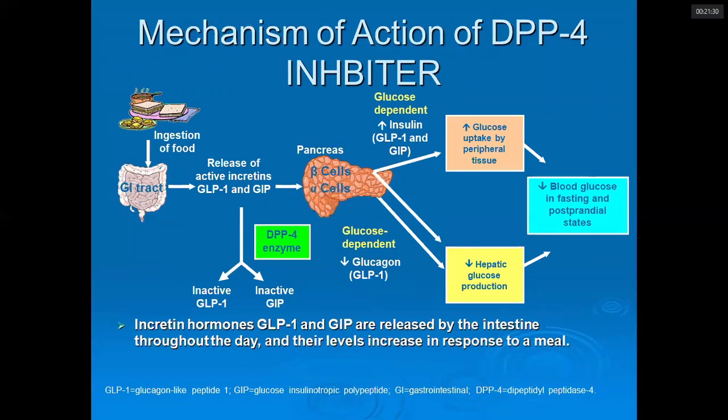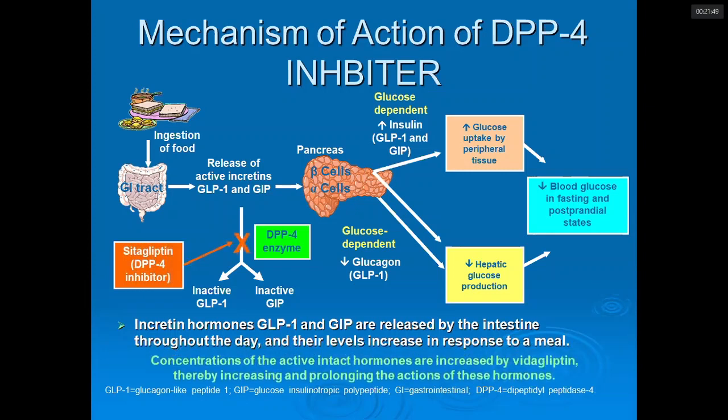And this is the mechanism of action of DPP4 inhibitors. When there is ingestion of food, the GI tract releases GLP-1 and GIP. When they are released, the DPP4 enzyme destroys them and they become inactivated. So what did we do? We gave sitagliptin, which is a DPP4 inhibitor, and there is no more destruction of GLP-1 and GIP. And they prolong the half-life of GLP-1. When the half-life is prolonged, it works like exogenous GLP-1.